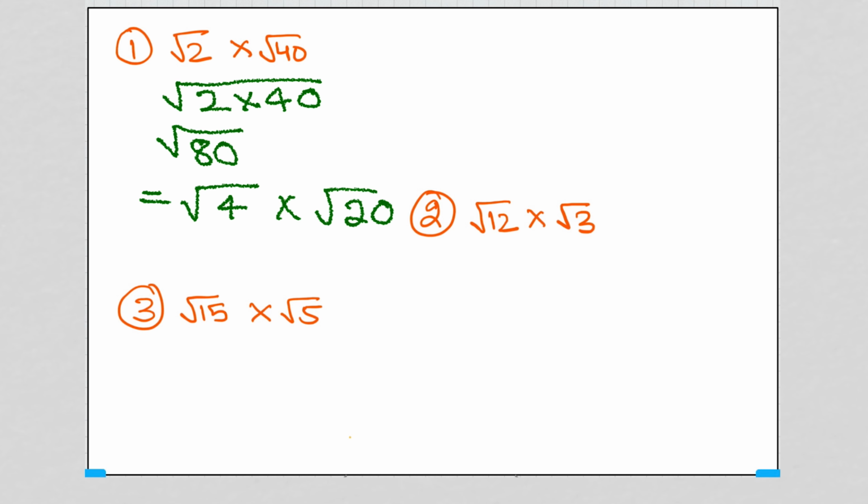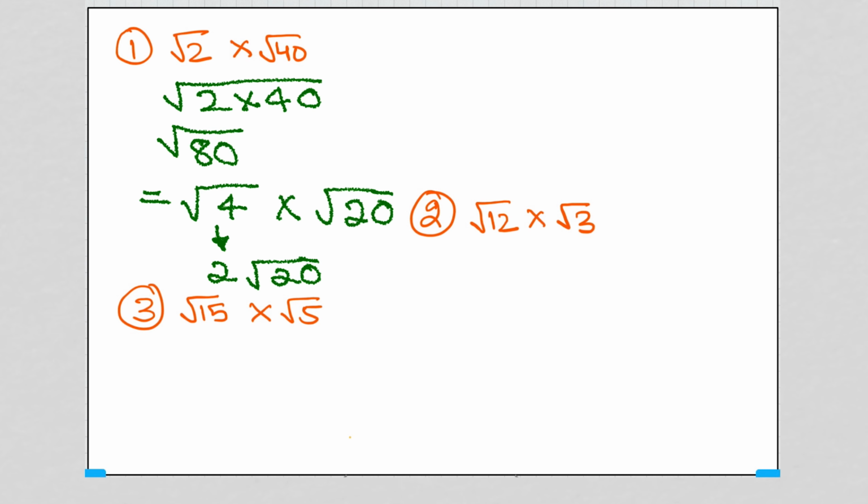Root 20, and then you can simplify in the next one. The square root of 4 is 2, and you leave 20 as it is. So that's your final answer.